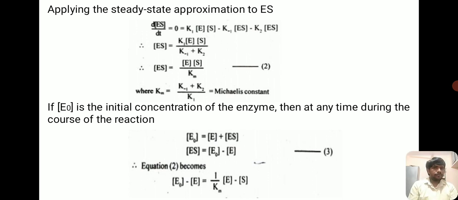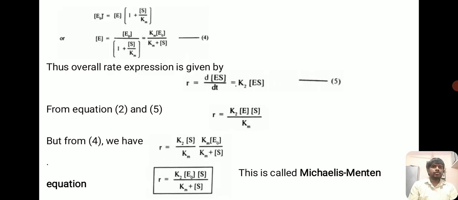Observe equation number 2: E naught minus E is equal to 1 over Km into E into the concentration of S. So E naught is equal to the concentration of E into 1 plus the concentration of S over Km. Or this can also be written as the concentration of E is equal to the concentration of E naught over 1 plus the concentration of S over Km. This gives rise to Km into the concentration of E naught over Km plus the concentration of S. This is equation number 4.